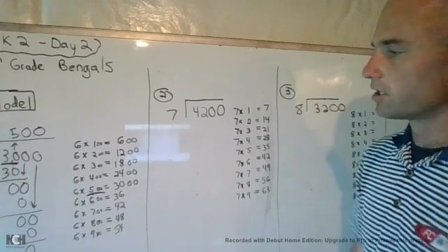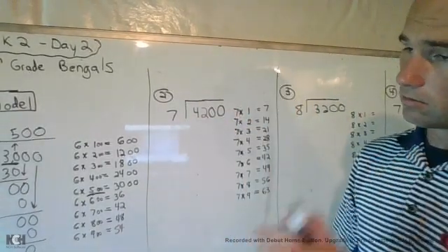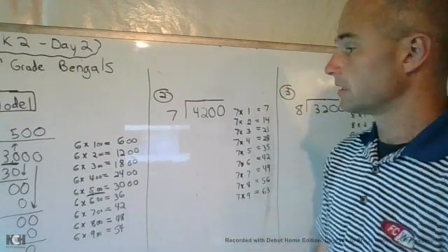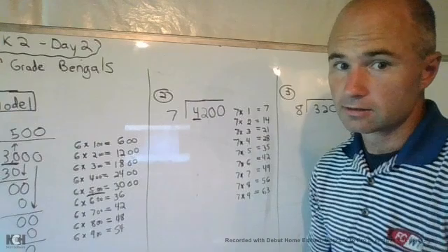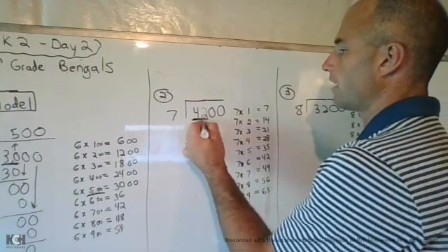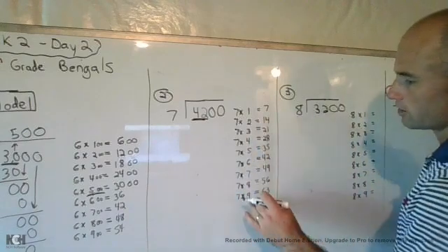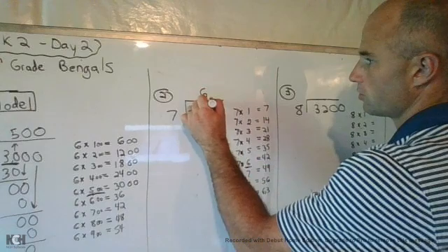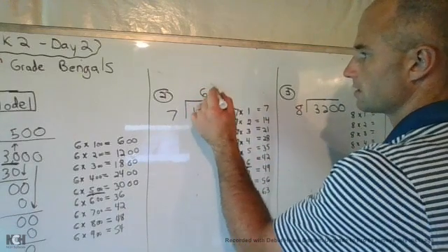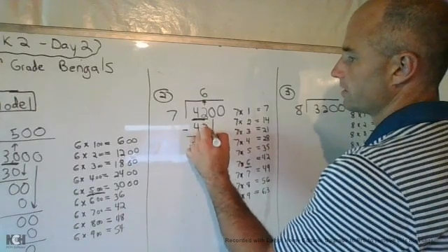All right, so once again, I'm going to start off. I'm going to ask the silly question, but you'd be surprised how many people get this wrong. How many 7s go into 4? Well, none. So you go to 42. How many 7s go into 42? And you notice when you did your multiplication facts here, it was 6 of them. So the 6 goes above the 2 from 42. 6 times 7 equals 42. Subtract, bring down that 0.